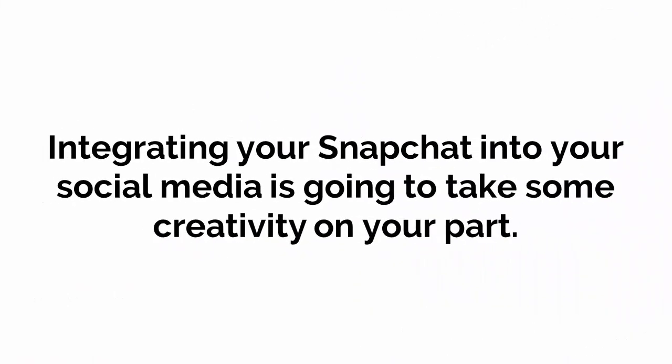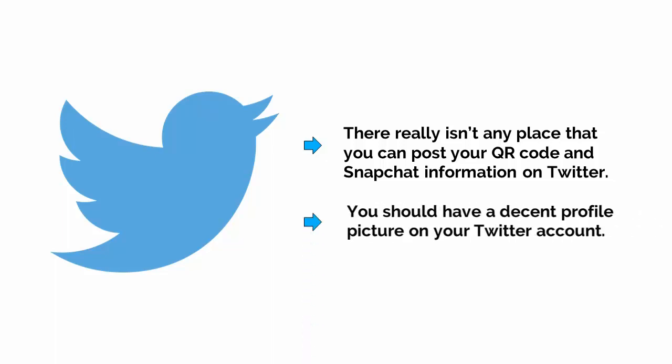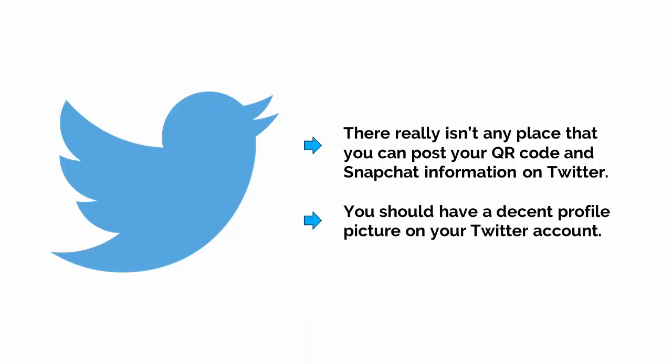Integrating your Snapchat into your social media is going to take some creativity on your part. There really isn't any place that you can post your QR code and Snapchat information on Twitter. The only thing that you could do is replace your profile picture with your QR code, but this is probably a bad idea for several reasons. One, Twitter might not be happy that you're using a competing social media site's QR code on their site, and secondly, Snapchat might not be happy about it either. There's also the fact that you should have a decent profile picture on your Twitter account.